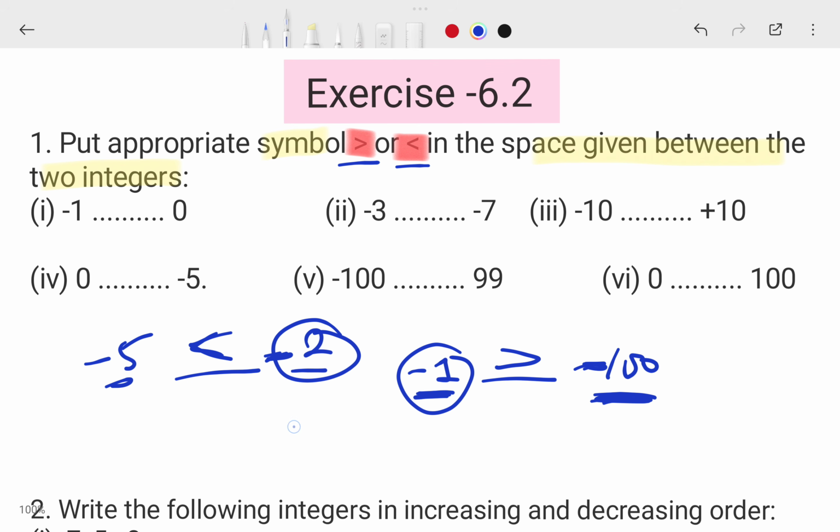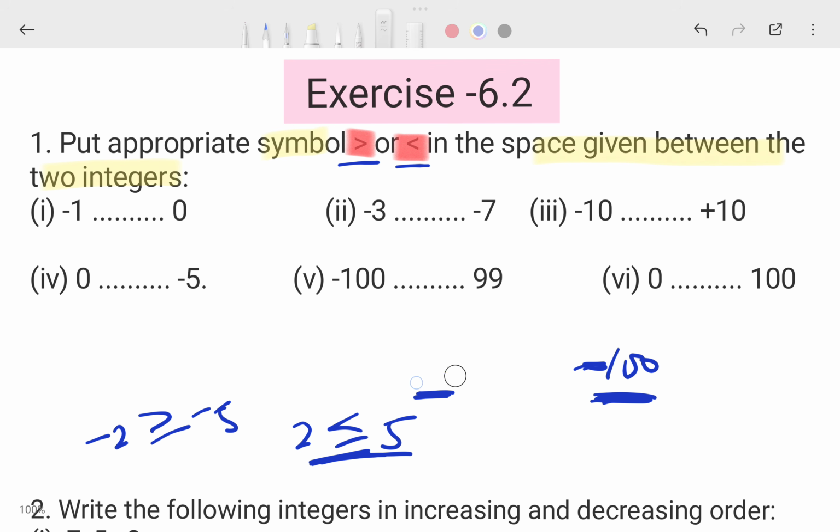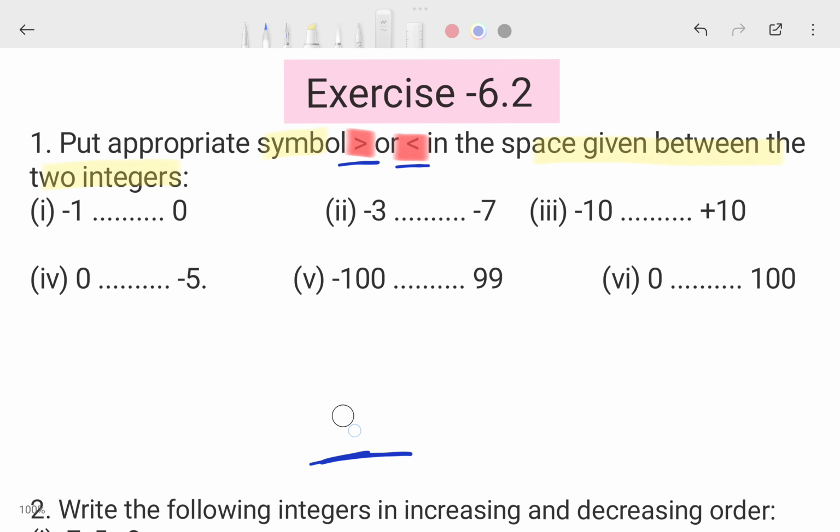If we talk about 2 and 5, which is greater? 5 is greater, that's good. But in positive numbers it is fine, while in negative numbers it is totally opposite. If it is -2 and -5, which is greater? -2 is greater. So with negative numbers it is totally opposite, right? I hope you understand this concept. If you understand this, then let's talk about -1 and 0.